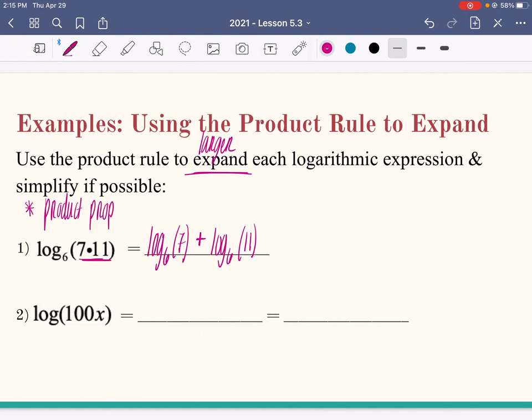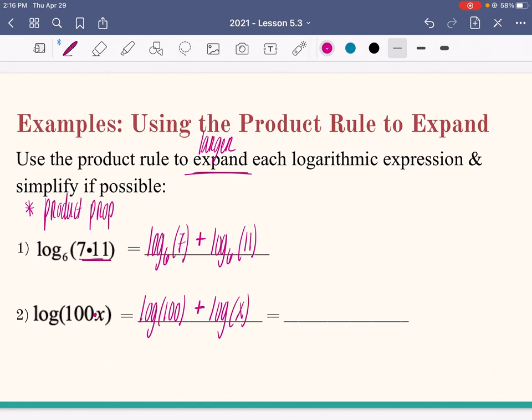Okay, second one, this is a common log because you have just log, you don't see the base, so the assumption is it's base 10. And we don't have to write that, of 100x. So this is also product here, even though it doesn't have a multiplication symbol in between there, because 100 is being multiplied times x. So we can rewrite this as log of 100 plus log of x. So just separate it like so.